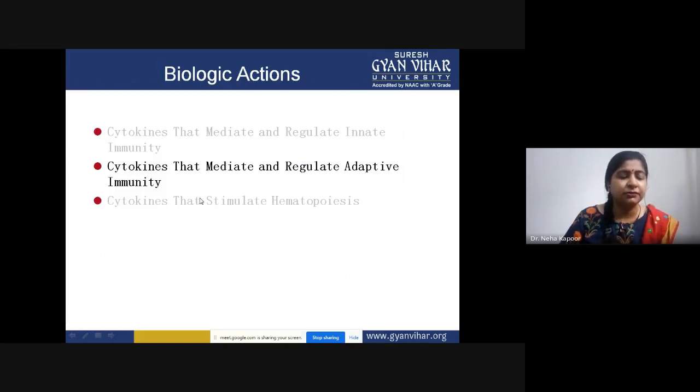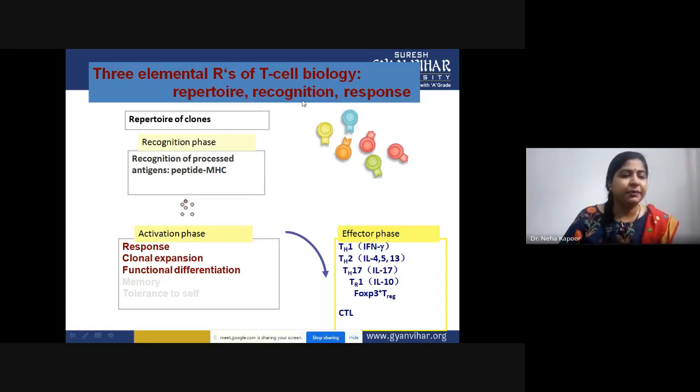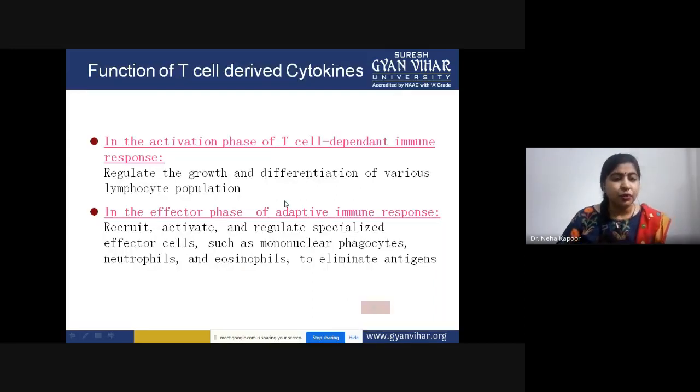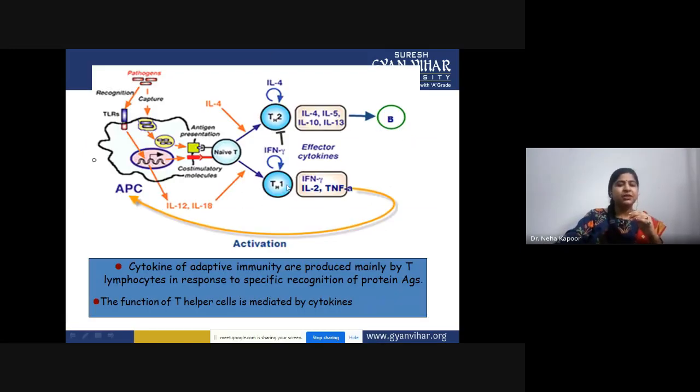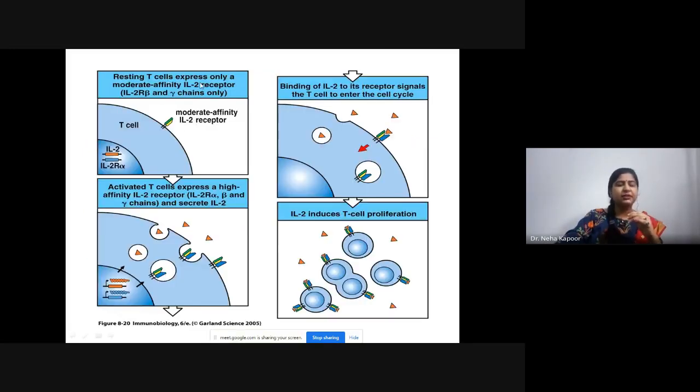Now, what kind of cytokines mediate adaptive immunity? Again, the three main repertoires that I have previously discussed: recognition, response, and cytokines are the mediators. In the activation phase of the T cell dependent immune response, the growth and differentiation of various lymphocyte populations happen. And in the effector phase, that means recruitment, activation, and regulation of specialized effector cells such as mononuclear phagocytes, neutrophils, and eosinophils happen, so as to eliminate the antigen. This is the complete cascade that we have discussed. This is the complete chart.